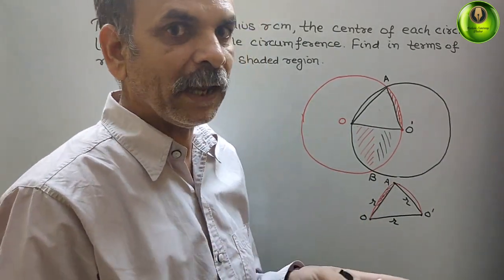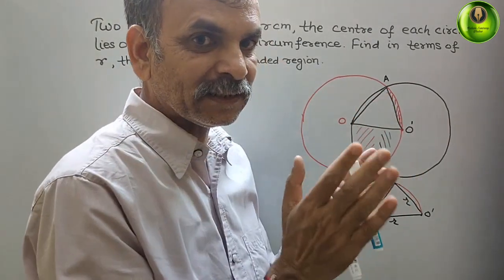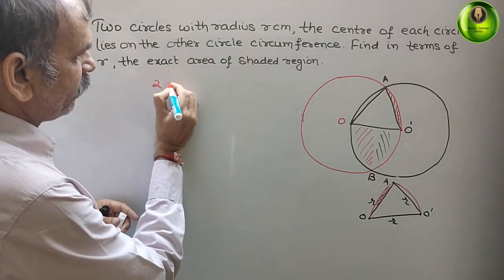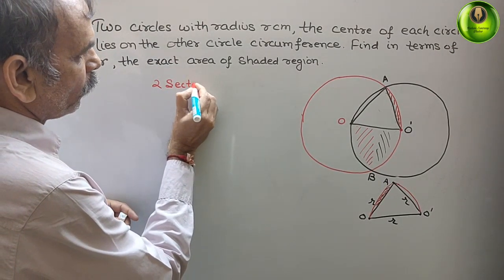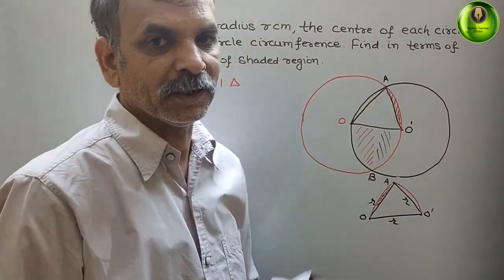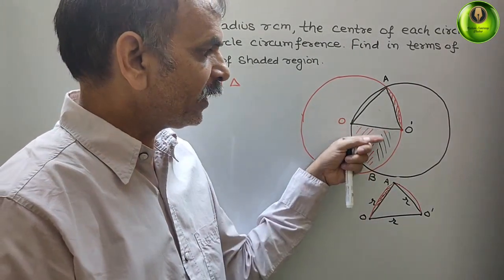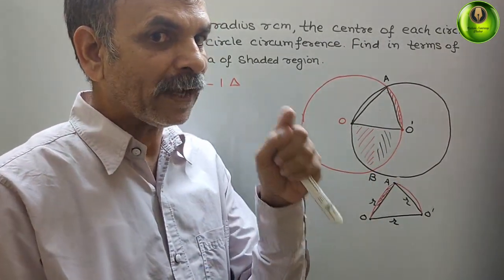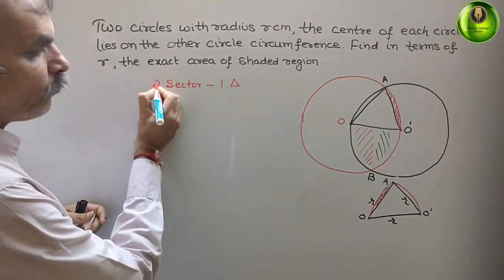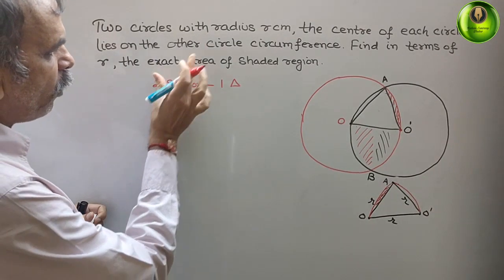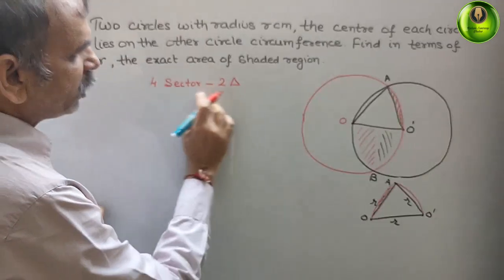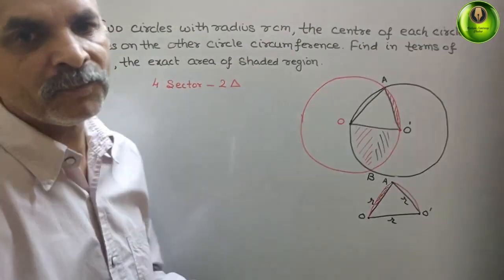So here what will happen? 2 sectors minus 1 triangle. That is in the half portion. If you go to the other, again 2 sectors minus 1 triangle. So that means it will form 4 here instead of 2. 4 sectors minus 2 triangles. So this will give the area of the shaded region.